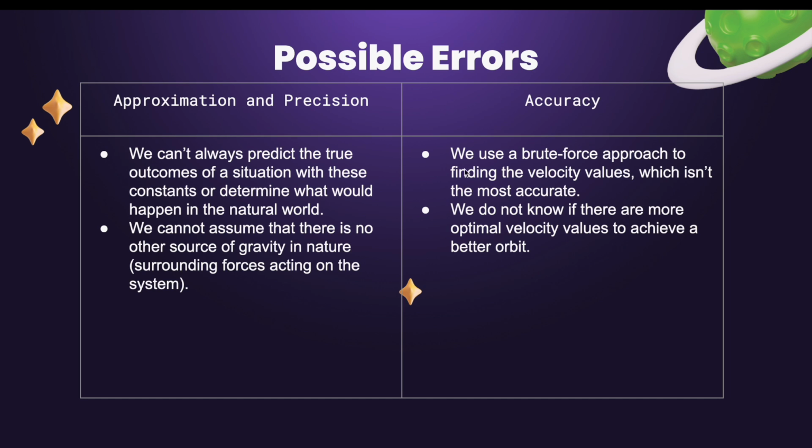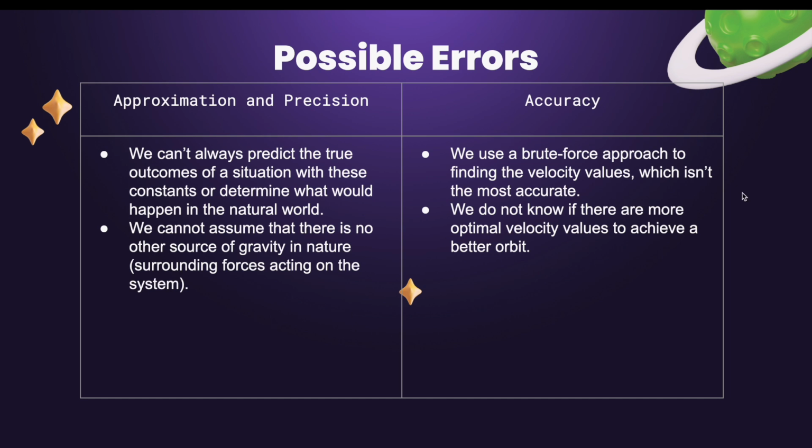Some possible errors and things that we can discuss, especially as we potentially use these models to predict the real world, are, number one, approximation of precision, which is a pretty significant issue. We can't always use these types of models, especially in the way that we did, where we were assuming the black hole or the star was the only source of gravity in the system. We cannot assume that there is no other source of gravity in nature because there are simply too many variables, especially in space.